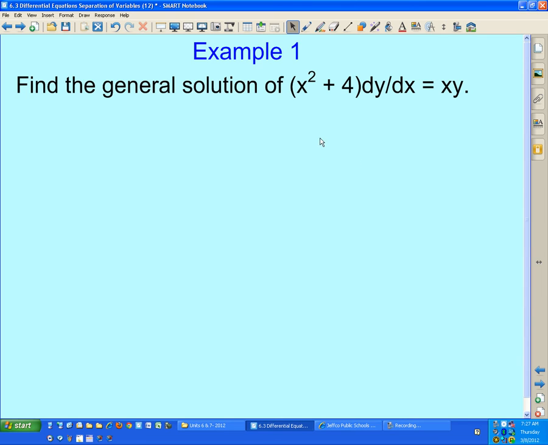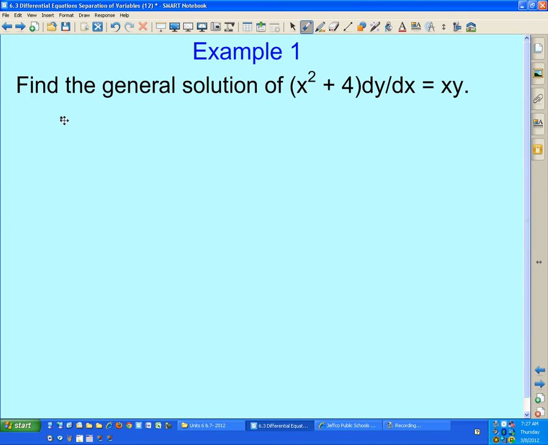In this section we are going to cover separation of variables. That's the main section of this, and so I have two examples for how to do that. Our first example looks like this, and basically separation of variables means that we want all the x's on one side of the equal sign and all the y's on the other, and that includes the dx and the dy. So it's going to take a little bit of algebra to move things around.